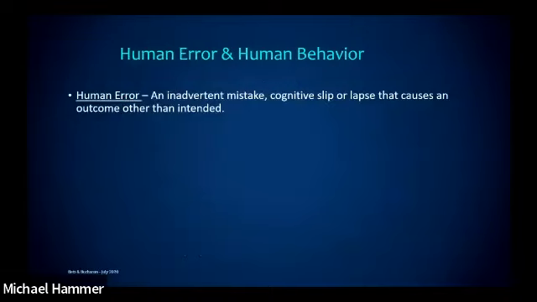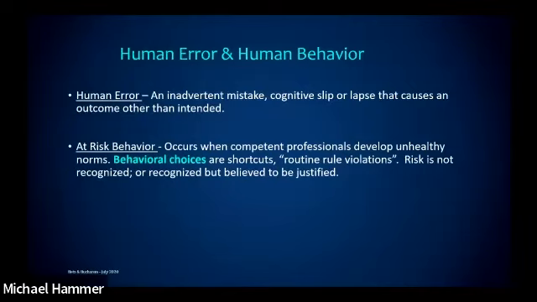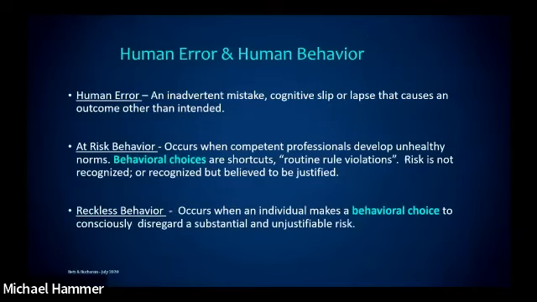Human error, as we talked about, is a cognitive slip. Happens to everybody, unintentional, didn't choose to make a mistake today. At-risk behavior is a behavioral choice to cut corners. Okay, I know that the speed limit is 70. I'm going to go 77 because I feel okay doing that. It's a routine rule violation. Either risk is not recognized or I'm okay with that risk. I'm going to accept that risk and I'm going to cut corners a little bit. Versus reckless behavior. Reckless behavior is when an individual makes a behavioral choice to consciously disregard a substantial and unjustifiable risk.